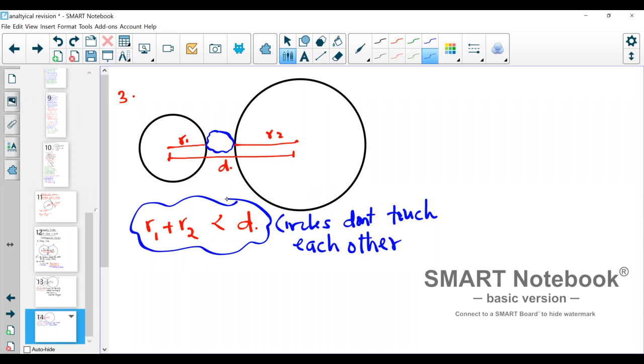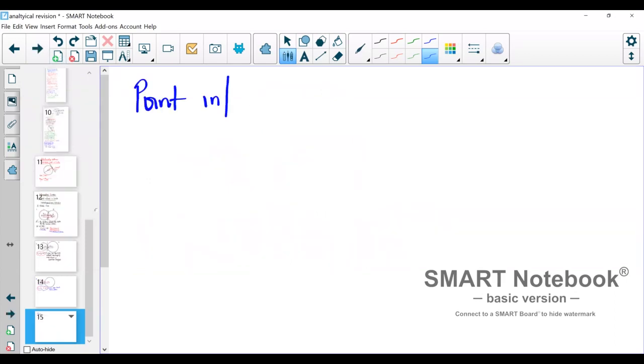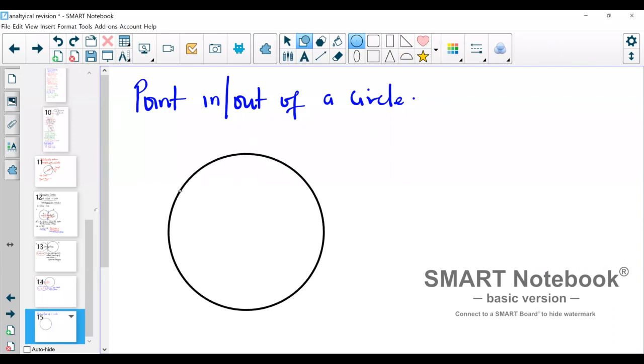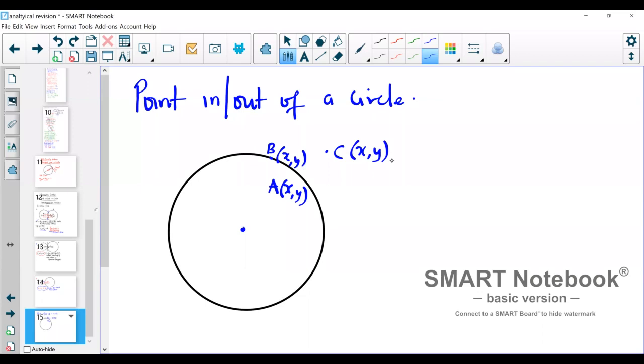Now, the final thing: how do you find out if a point is in a circle or not? I want to find out if a point is in the circle, on the circle, or out of the circle. So in, on, or out of a circle. So I have a point there. How do you know a point is in, on, or out of the circle? So A is in, B lies on, and C is out of the circle.